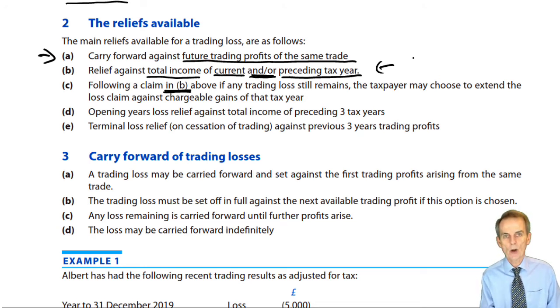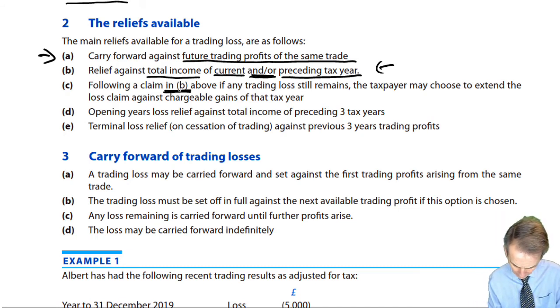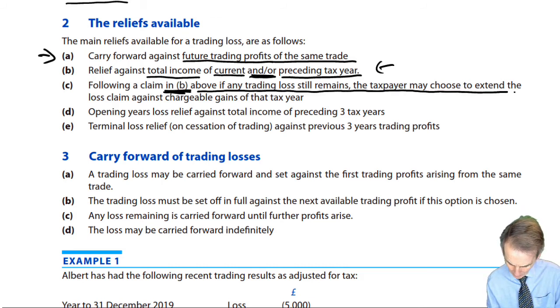You've used a trading loss, which is in income tax, against income. But what you can now do is to extend that claim with the remaining loss figure and put it against something we don't know much about at the moment, but the capital gains of that tax year. You can effectively turn what was a trading loss into a capital loss. And that's this one. Following a claim in B, if any trading loss still remains, the taxpayer may choose to extend the loss claim. It's up to you.